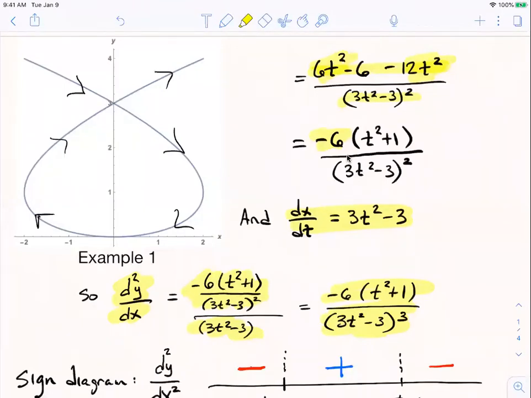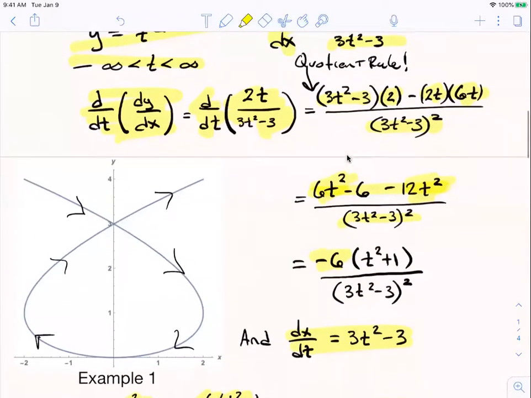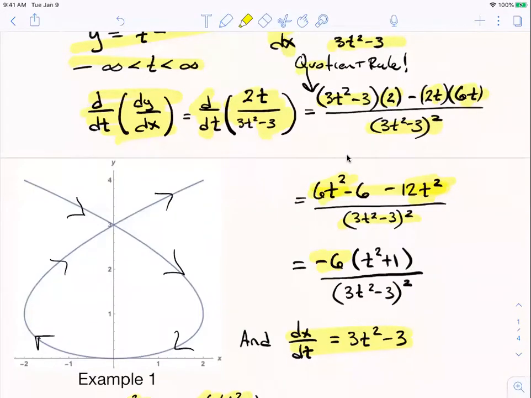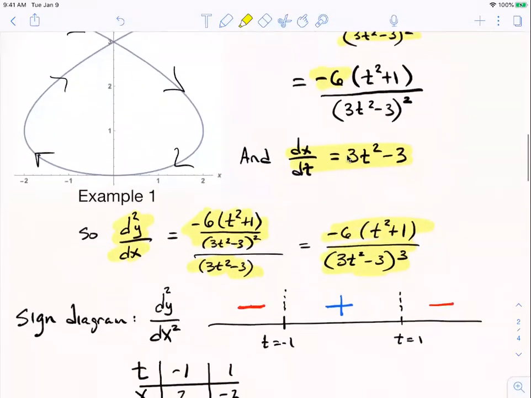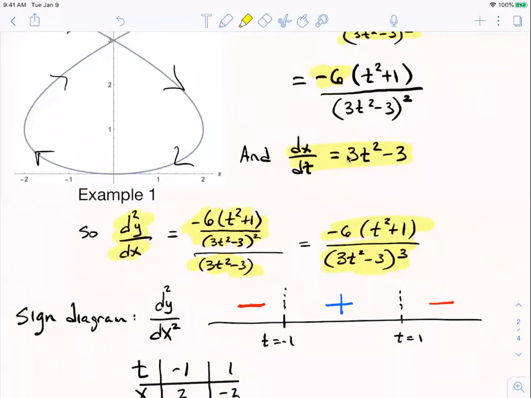It's often the case that the quotient rule is involved. Why? Well, because dy/dx is dy/dt over dx/dt. It's almost always a fraction, unless you can simplify it somehow first. Cool. All right. Well, let's take a second to remind ourselves: what do you do with second derivatives? Second derivatives describe concavity. We've got a nice expression for it here.